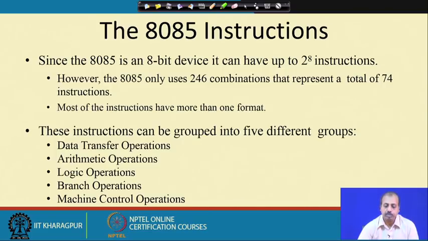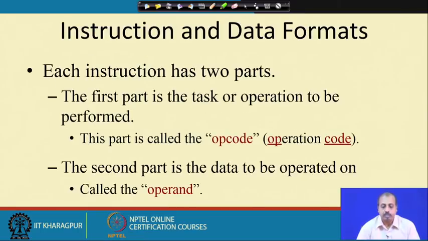Naturally, most of the instructions have more than one format. We will see that these instructions can be grouped into 5 different groups: data transfer, arithmetic, logic, branch, and machine control. These are the different classes of instructions that we have in 8085. We will look into these individual classes one by one.